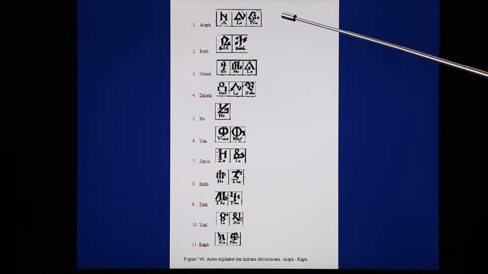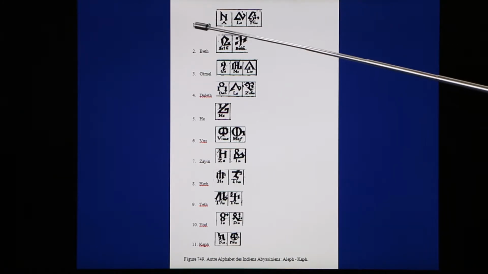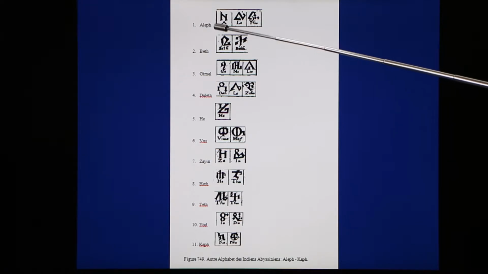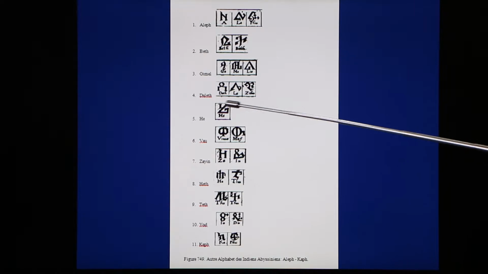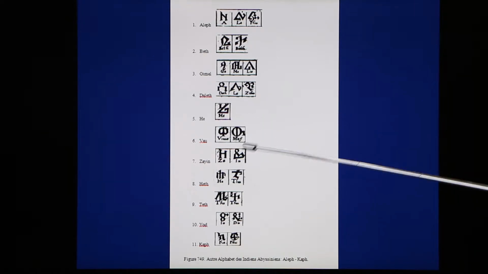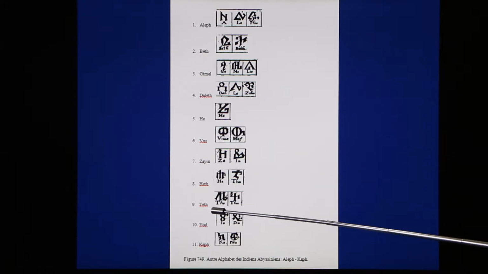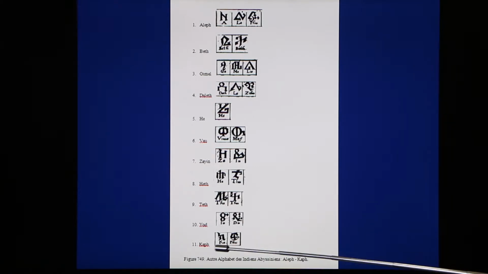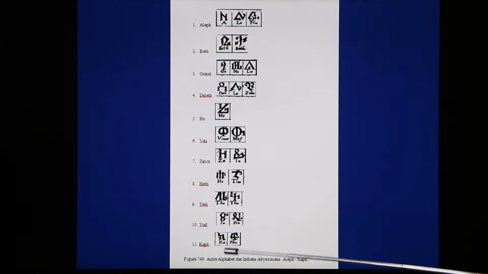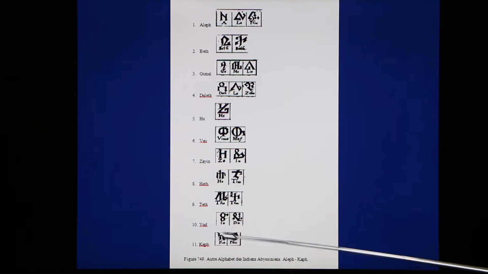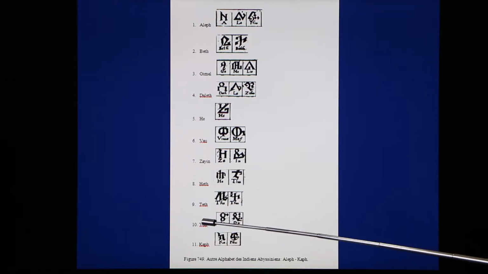In this figure, I give you the Hebrew letter and then show you the letter in the Indian alphabet. And you can see that these combinations of letters in Indian help you to get to, such as Kafu gives you Kaf. Yodu gives you Yod, Tethu gives you Teth.